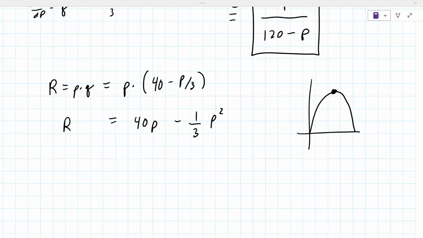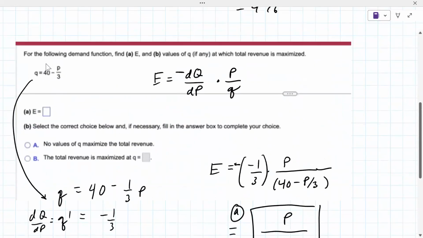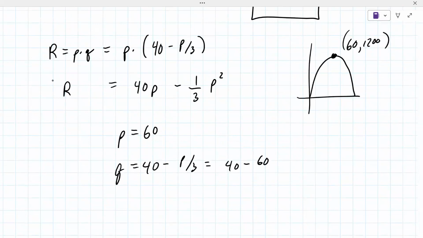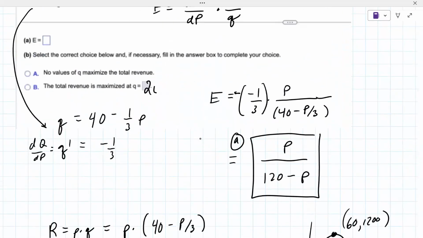The vertex is at 60, 1200. So 60 is the value of p. And then to get the quantity, you have to put it back into the quantity equation up here, 40 minus p over 3. So q is 40 minus p over 3, or 40 minus 60 over 3, which is 20. And so that's the answer here for part B.